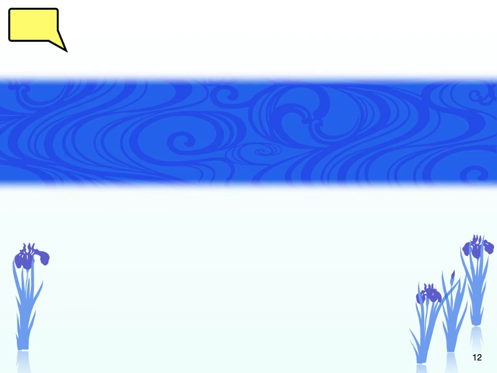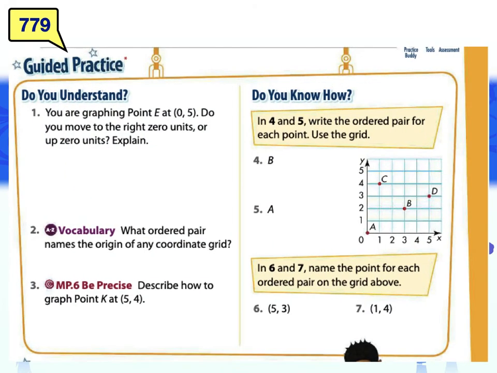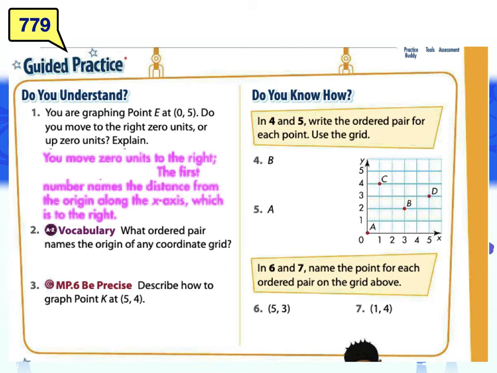Now let's start answering textbook page 779. Guided practice. Question number 1. You are graphing point E at ordered pair 0, 5. Do you move to the right 0 units or up 0 units? Explain. So the answer will be, you move 0 units to the right. The first number names the distance from the origin along the x-axis, which is to the right.